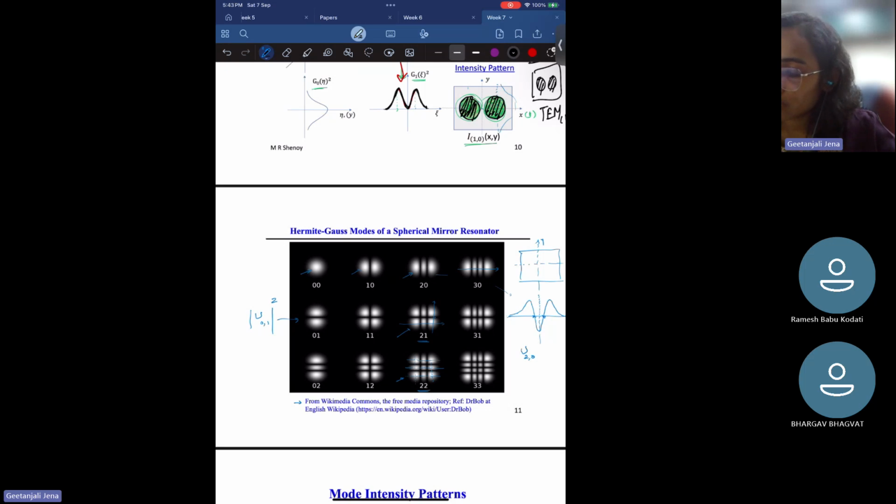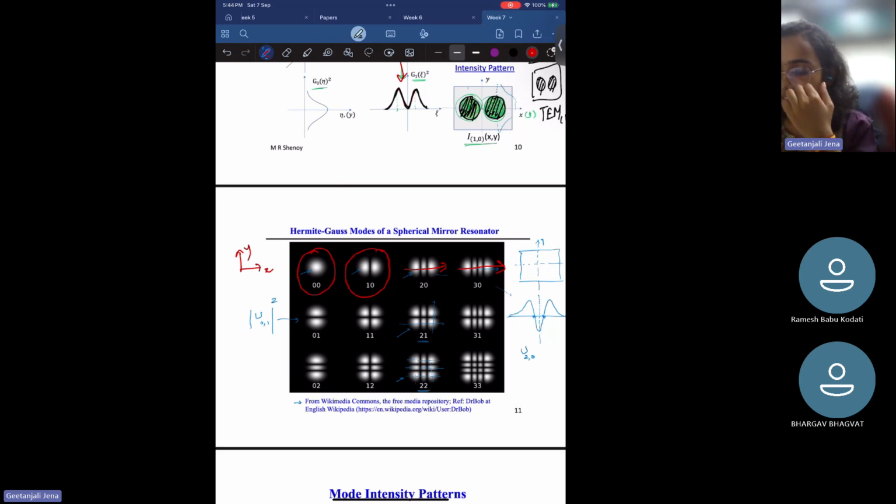So as you have seen, the 00 mode is this, where we have seen a circular pattern here. 10 mode is where we see a null point, that is a 0 point in between this circular spot. And 20, we see two 0 points along this x direction. So if you take this is x and this is y, we see for 2, 0, there are 2 null points along this direction. 3, 0, we see 3 zero points.